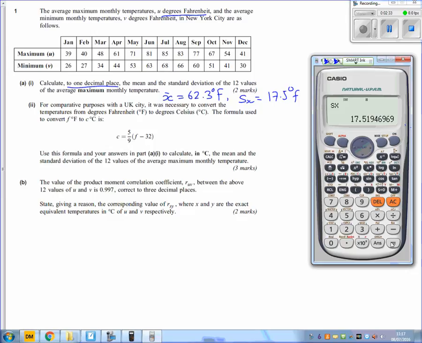Part 2, we're saying that we want to convert from degrees Fahrenheit to degrees Celsius. And we've been given a formula for that there. And we want to use this formula in our answer from part AI to calculate the mean and standard deviation in degrees centigrade or Celsius. So we need to think about linear scaling.